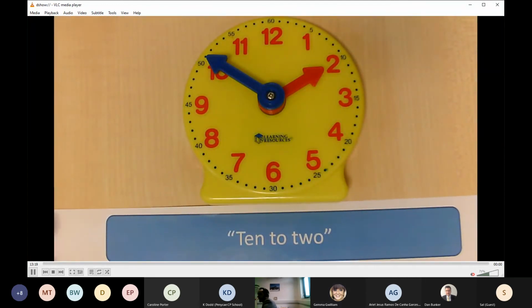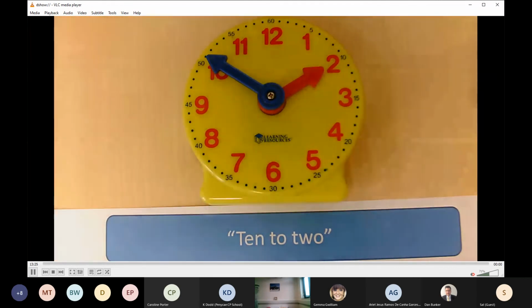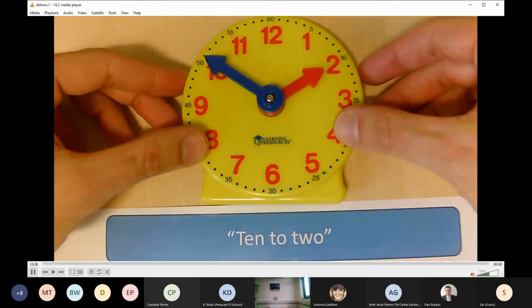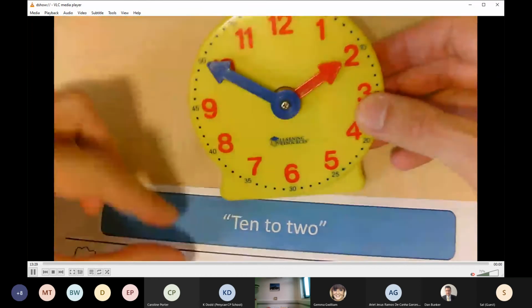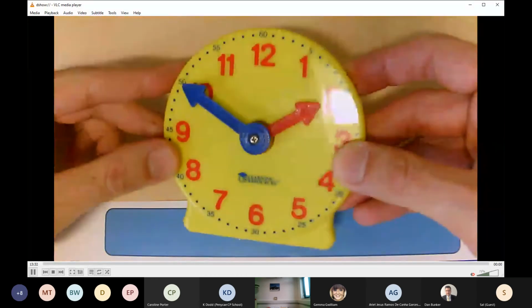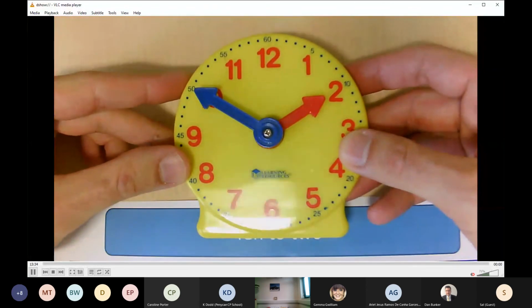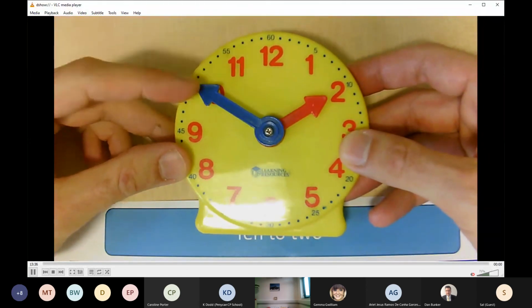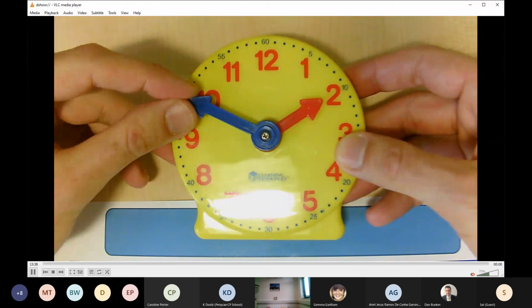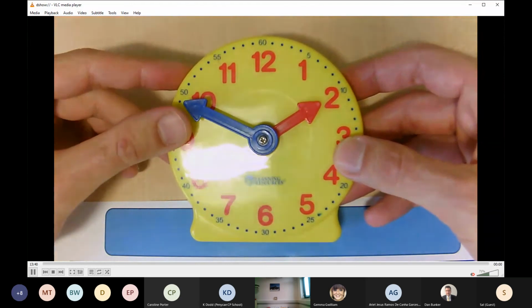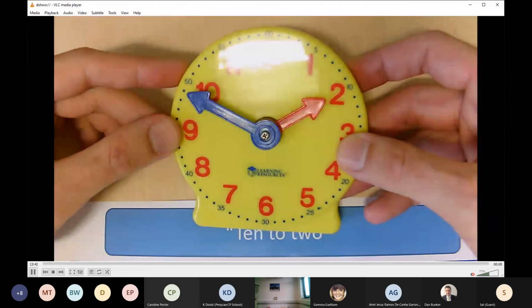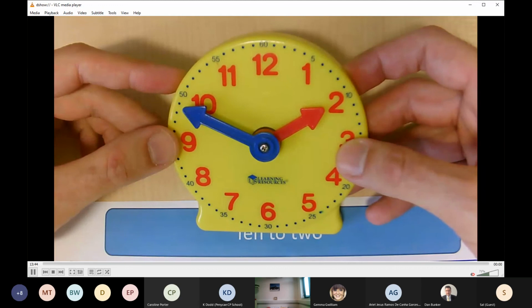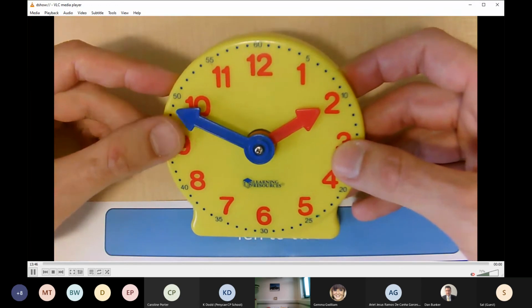Fantastic. Okay, so we can see that I've set up 10 to 2 there, and you can see helpfully on this learning clock, freely available from all good school resource shops, that we can see the 10 that it's hiding underneath the blue hand there, and of course the 2. And as adults, we've got to a place where of course we can just recall what that means. But children, it takes a lot of work for us to get them there.